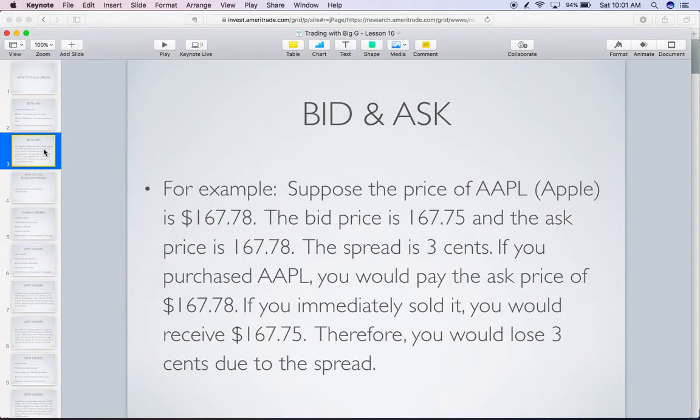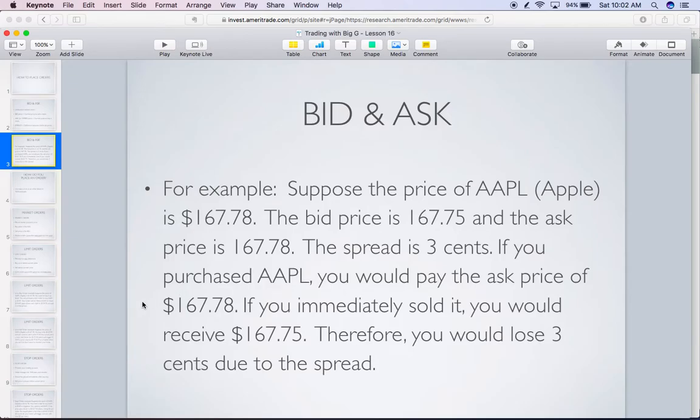So let me give you an example here. Suppose the price of Apple is $167.78, like we just saw, and the bid price is $167.75, and the ask price is $167.78. So the spread is 3 cents, or the difference is 3 cents. So if you purchased Apple, you would pay the ask price of $167.78. And if you immediately turned around and sold it, assuming the price hasn't changed, you would get the bid price of $167.75. Therefore, you would lose 3 cents due to the spread. So you just need to be aware of that.